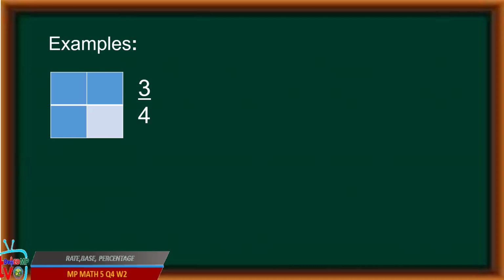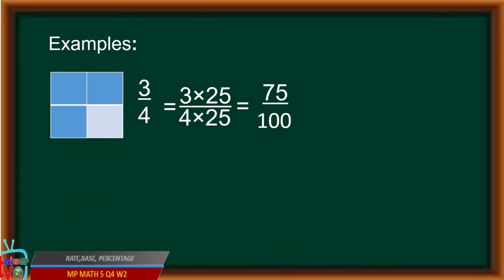So we have 3, which is the numerator, multiplied by 25 over the denominator, which is 4 multiplied by 25, equals 3 times 25 is 75 over 4 times 25 is 100, equals 75%. We just affix the percent sign.